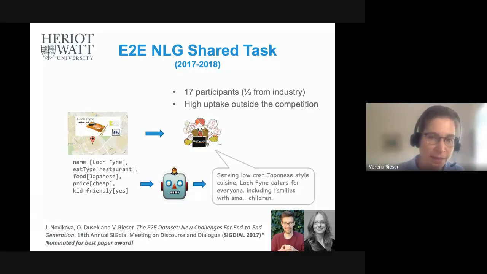And we gathered such a data set again in the restaurant domain by showing crowd workers a pictorial representation of the underlying data structure. So we tried not to prime them using these sort of formulaic phrases. And indeed, they came up with some much more creative ways to describe the data. And we gathered about 50K of these realizations, and then we released it as a shared task, which we called the end-to-end NLG task. And we had about 17 participants, 62 system submissions, as far as I remember. And this data set is still used as a benchmark these days.